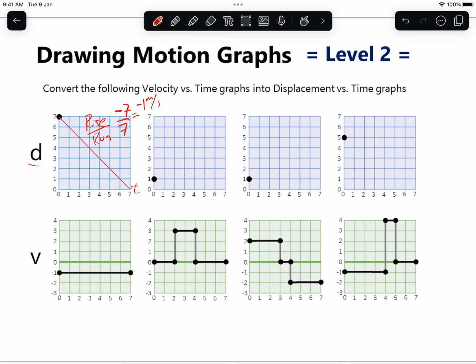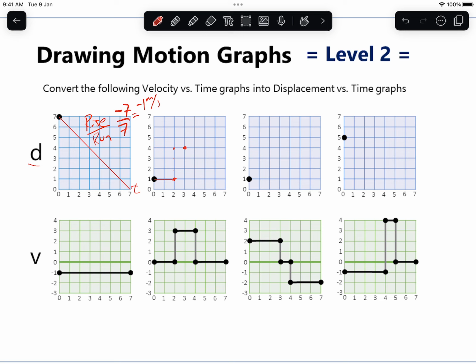Let's see, it starts out with a velocity of 0 for 2 seconds. So that means I'm in the same place. Even though I started at 1, I'm in the same place. I didn't go anywhere for 2 seconds. Okay? Then I shot up to a velocity of 3 meters per second, and it's positive. Well, 3 meters per second is my slope. So I need to go up 1, 2, 3, and over 1. And that's what happens in 1 second. I'm at 3 meters per second.